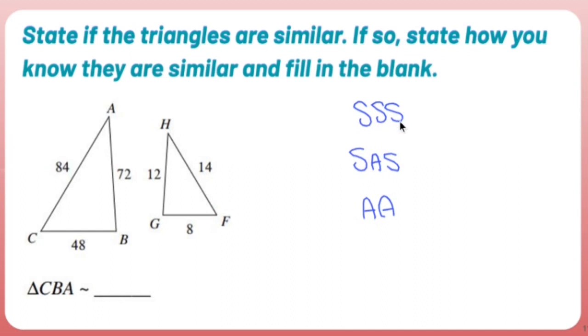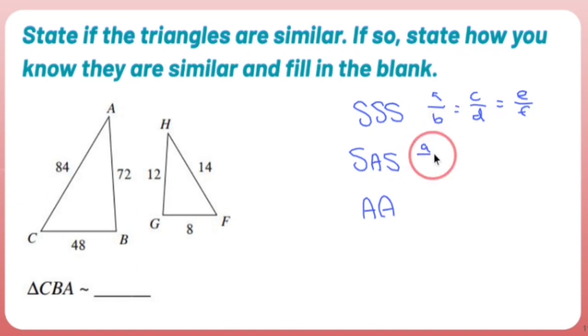Now, SSS means, is there a way that you can show that that side over that side, so like A over B equals that side over that side, so C over D, which also equals that side over that side, which is E over F. Now, if you're wondering what are these letters? A, C, and E are on the same triangle. B, D, and F are on the same triangle. So that's what SSS means. It's not the same as the SSS for triangle congruence. You're not looking for exact numbers, you're looking for a ratio.